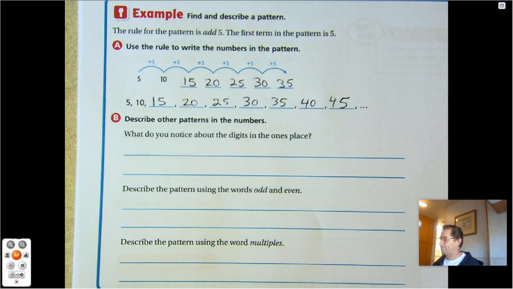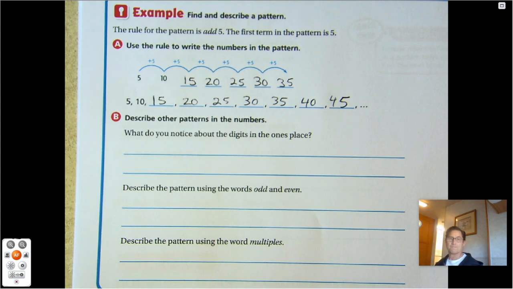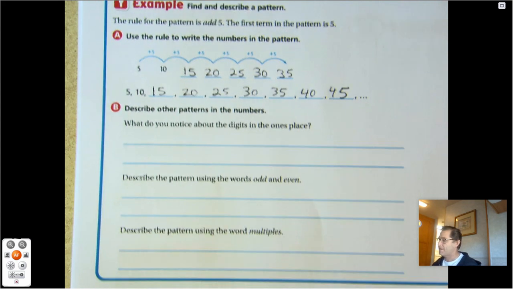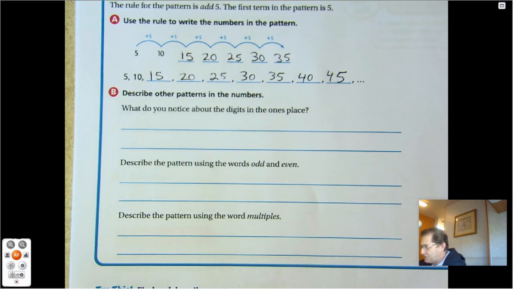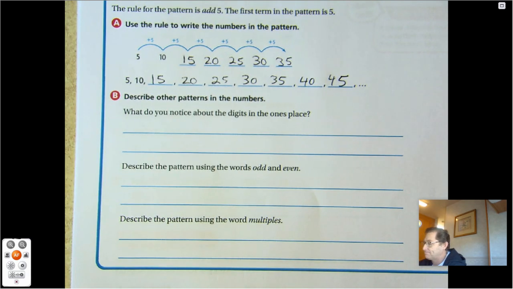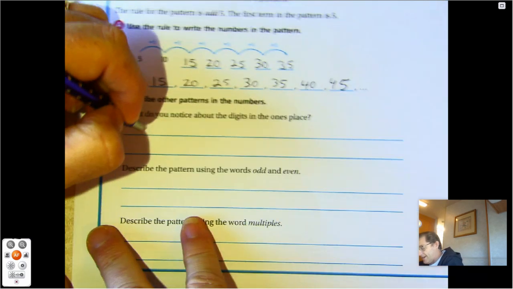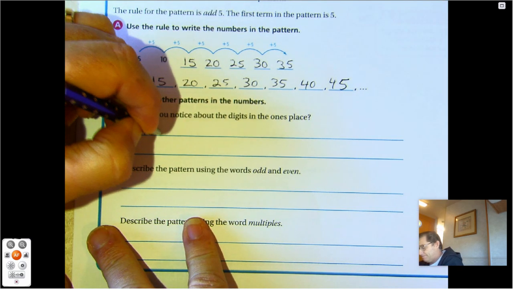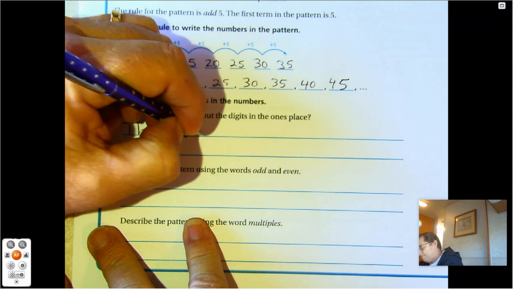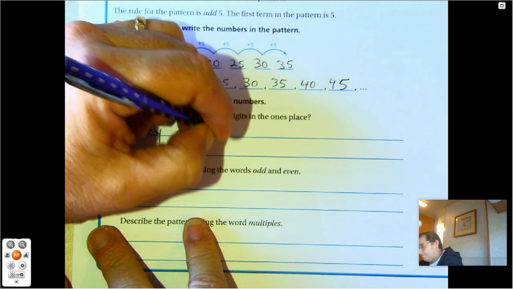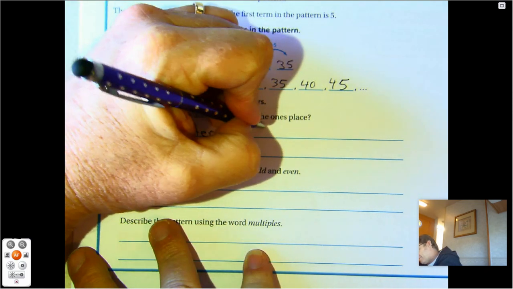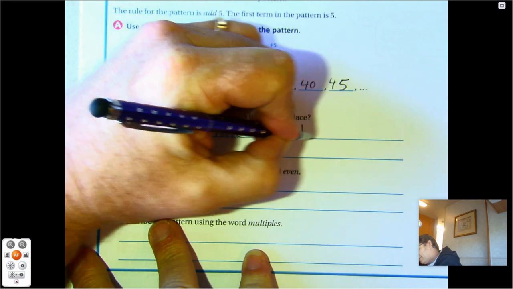Okay. Now, what do you notice about the digit in the ones place? Well, it goes 5, 0, 5, 0. So they alternate. 5 and 0.